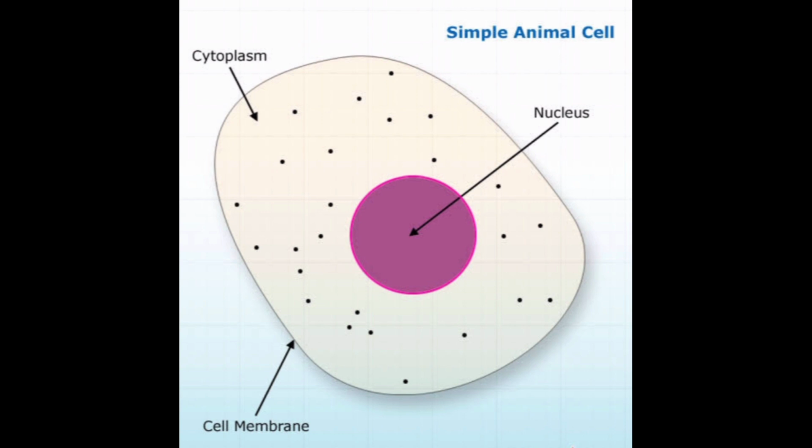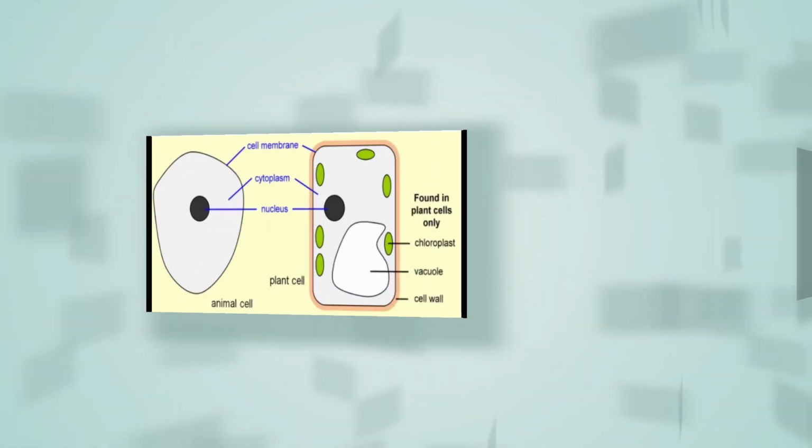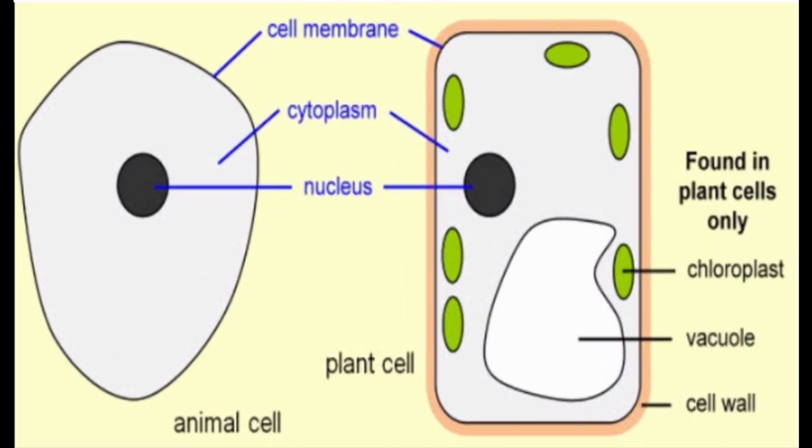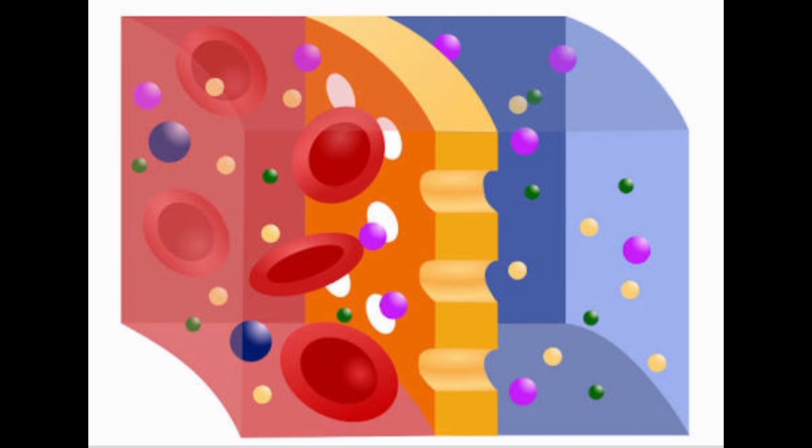Plasma membrane or cell membrane. This is the outermost covering of the cell that separates the contents of the cell from its external environment. The plasma membrane permits the entry and exit of some materials in and out of the cell. It also prevents movement of some other materials. The cell membrane therefore is called a selectively permeable membrane.